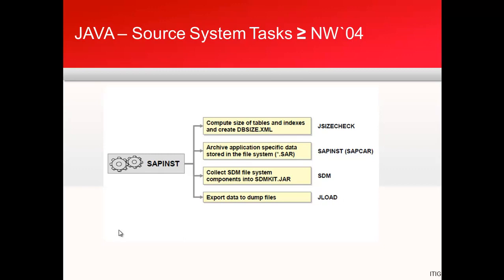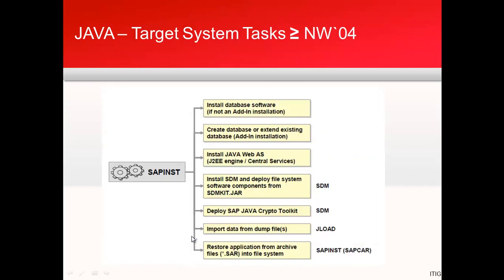Let's get into the target system task. What are the things we need to perform in the target system? First, we need to make sure that we have the database ready. We need to install the database software. Depending on what type of database it is, we need to perform the installation, that is just the software installation, not the database creation part. We can do a database creation depending on jsize.xml. After that we install the Java Web AS J2EE engine, that is central services.